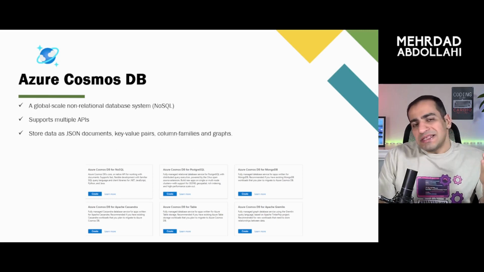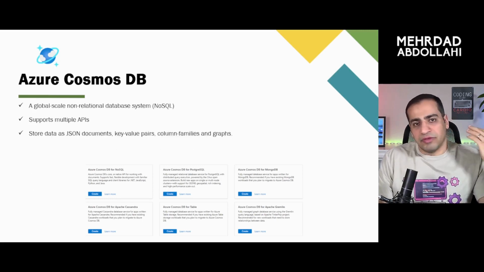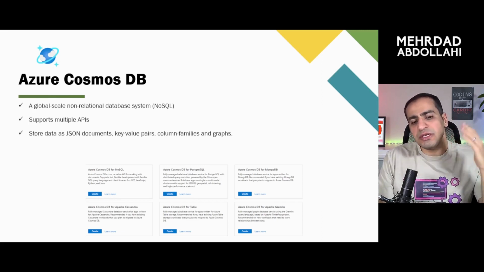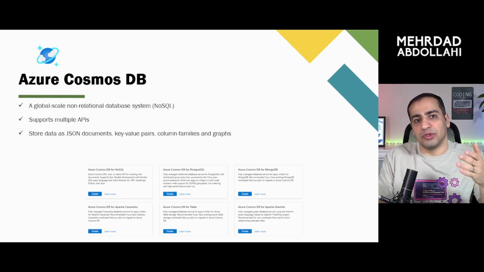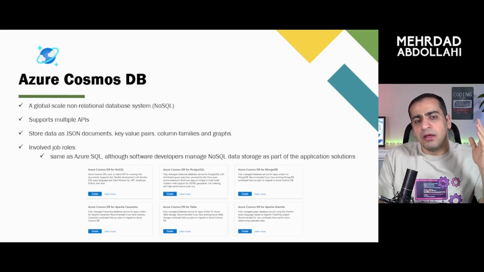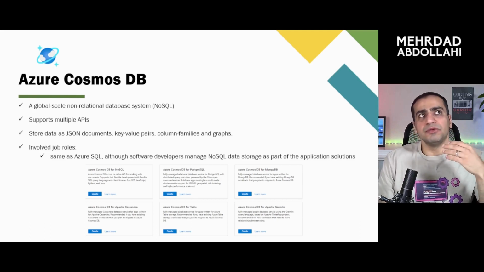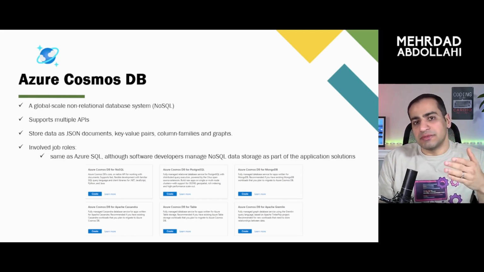Basically, as we have discussed before in the data format section, the data is going to be stored in JSON and also in key-value pairs, or even column families and graphs. The same job roles apply here as well. However, software engineers and software developers may manage the data in Azure Cosmos DB based on the requirements in their application.